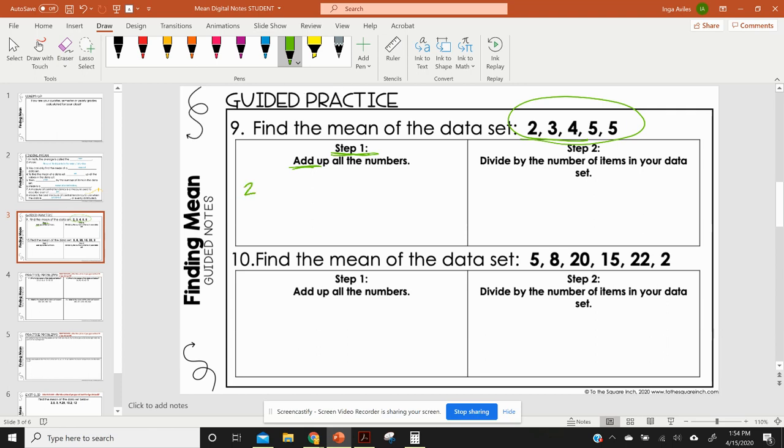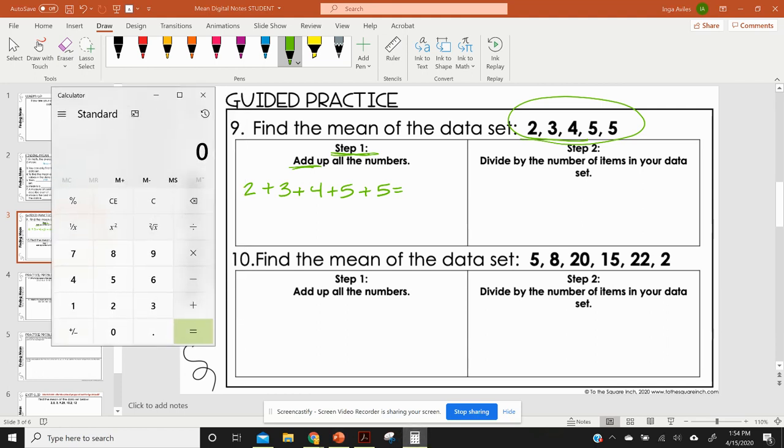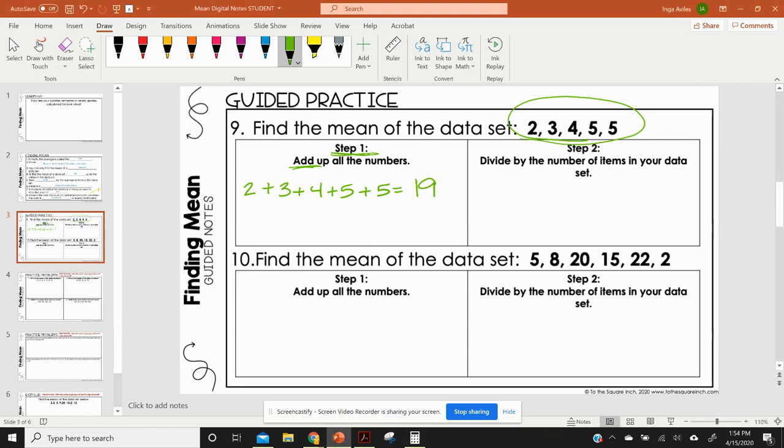So we have 2 plus 3 plus 4 plus 5 plus 5. Now I'm going to make your day because in this section, you actually get to use a calculator. So what we're going to do is go 2 plus 3 plus 4 plus 5 plus 5, and our answer is 19. Okay, so that's step 1.